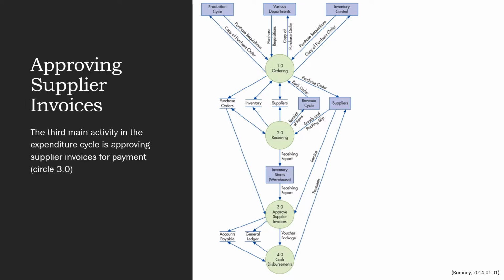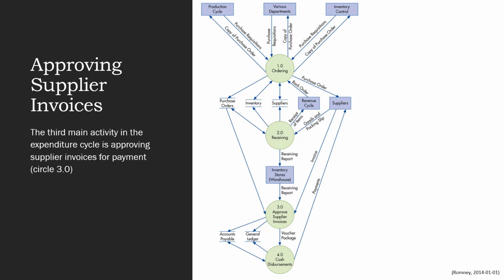So what we're going to be doing is approving the supplier's invoice. That's the third main activity in the expenditure cycle. That's approving the supplier's invoice for payment, and that's circle 3.0. If you follow the diagram from the very top, it'll be ordering, receiving, and then what we're going to be doing is approving the suppliers' invoices. So let's take a quick look at the steps real quick.